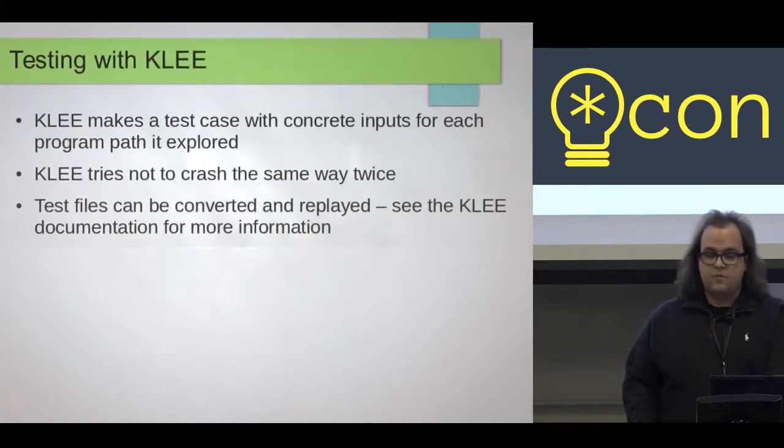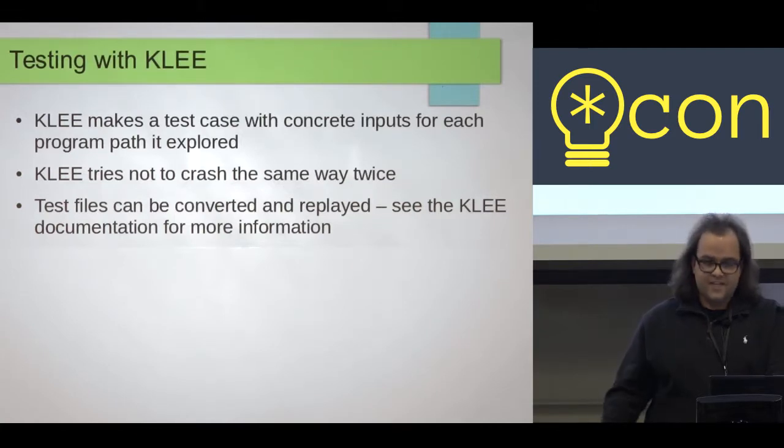So as I mentioned, CLI will try to make a test case for every unique program path explored. That includes things like different branches of conditionals, different loop counts, and so on. And it tries not to crash the same way twice. So if it does find bugs, it will try and find different bugs in as many different places as possible. The test files can also be converted and replayed, so you can see the CLI documentation for more information.